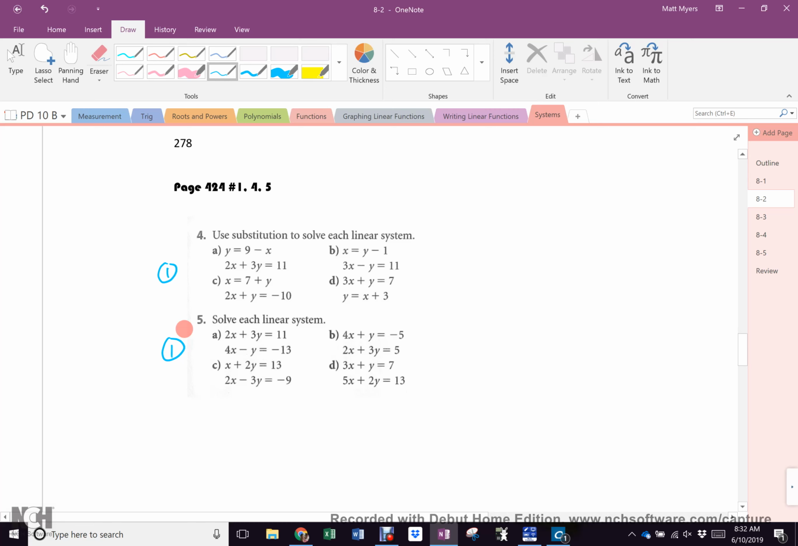The first one is pretty easy, isn't it? Because every choice already has an isolated variable, doesn't it? So it should take about 10 seconds, shouldn't it, to do one of them. Somebody say a letter. A, B, C, or D? D? You said B? All right. 3.